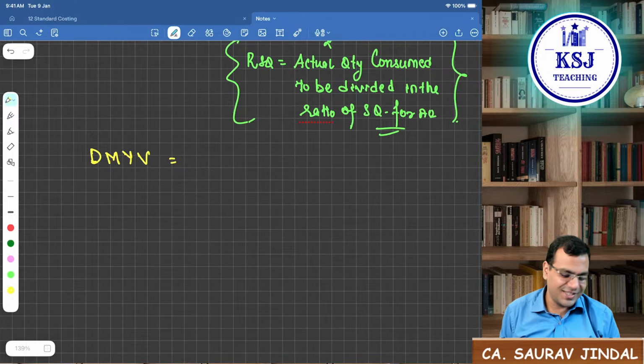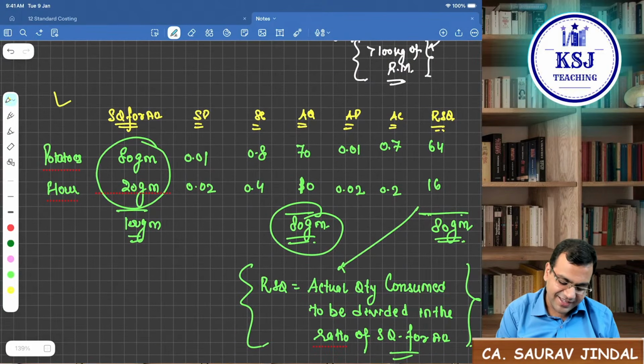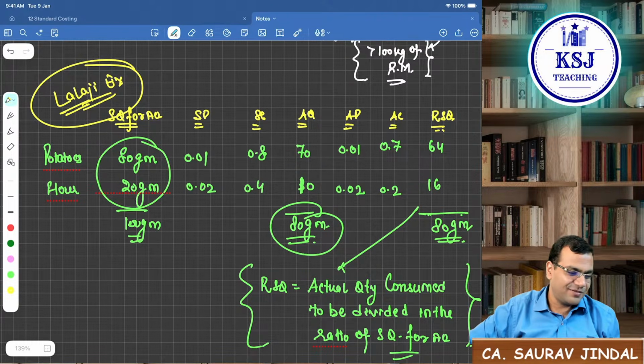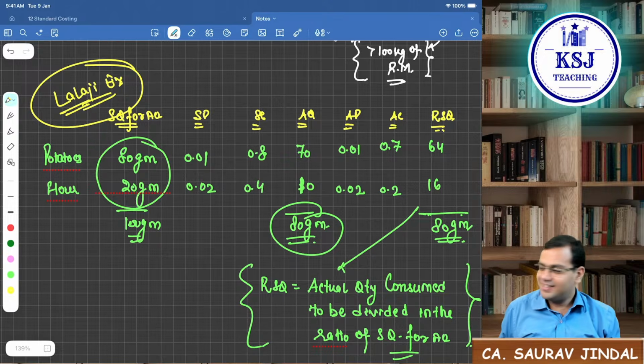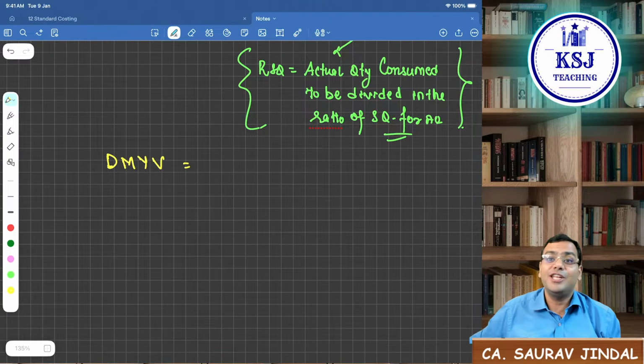Yes, that was this Lalaji example. You have identified it correctly. This example was famous as the Lalaji example. The standard costing revolves around this example itself. So remember this chapter as the Lalaji chapter. So what is your direct material yield variance?